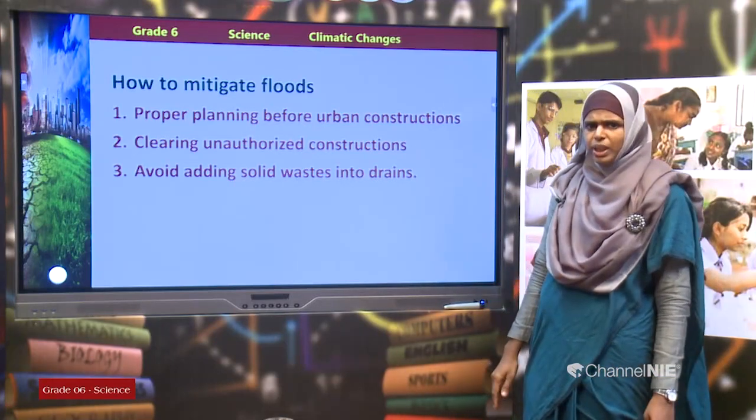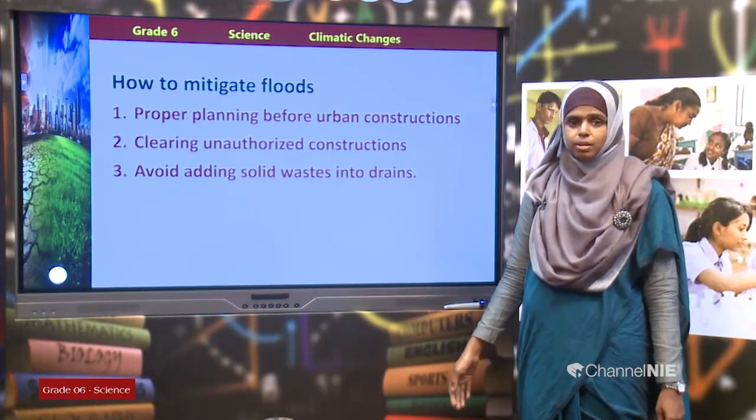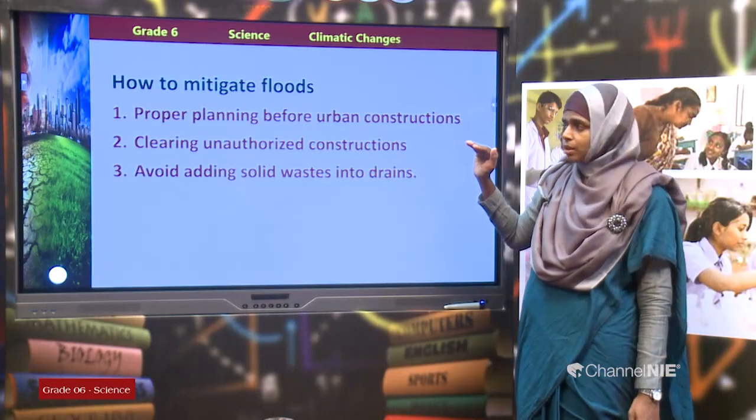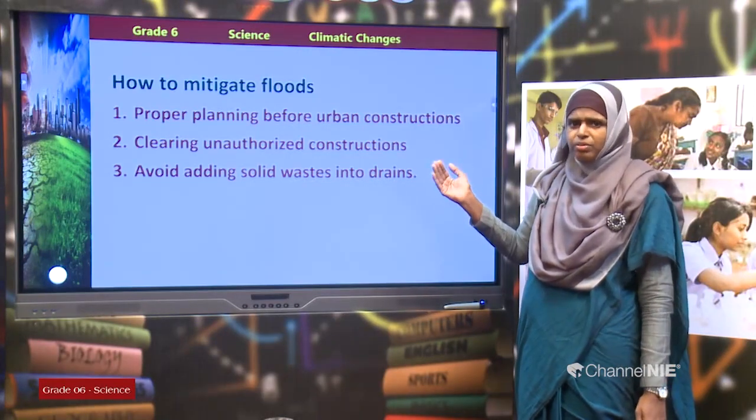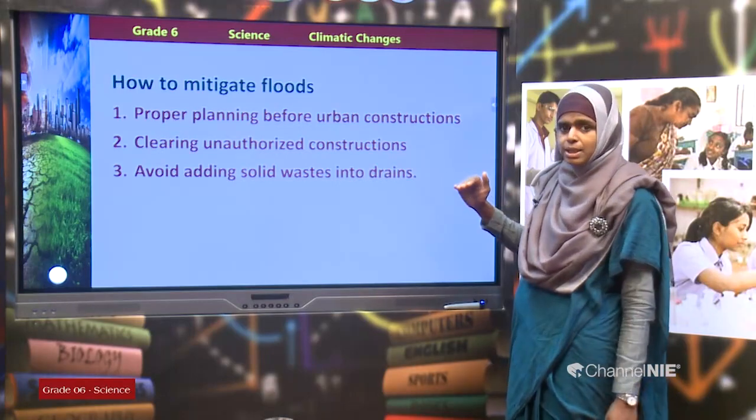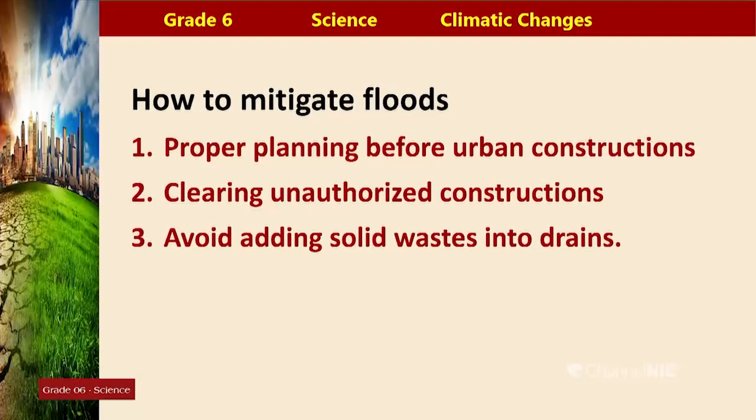What we can do in order to mitigate flood, children? Mitigate means reduce the impact of flood. We can't stop the flood, but what we can do in order to minimize the damage? Yes, proper planning before urban constructions. In the town areas, whenever we are making new construction, it should be planned before. And clearing unauthorized construction. Unauthorized construction, as I mentioned earlier, would prevent the water flow. Natural drainage is prevented, and it should be cleared.